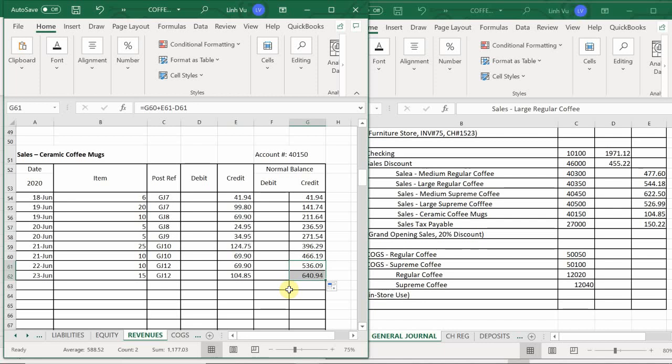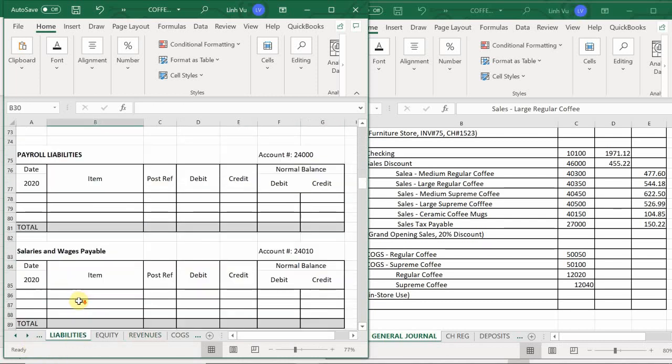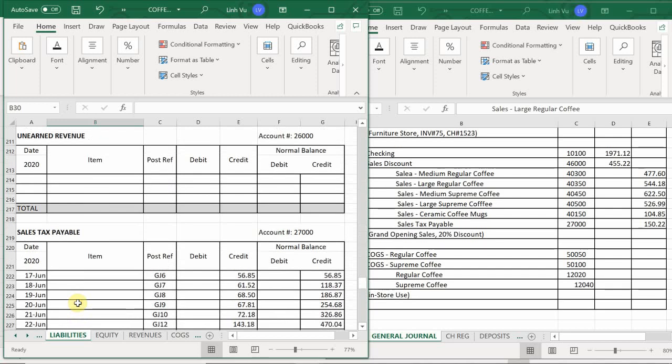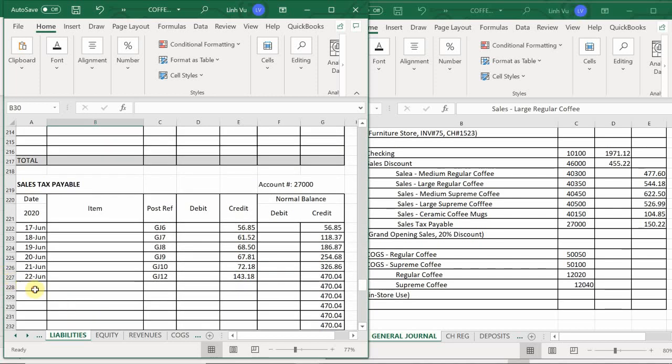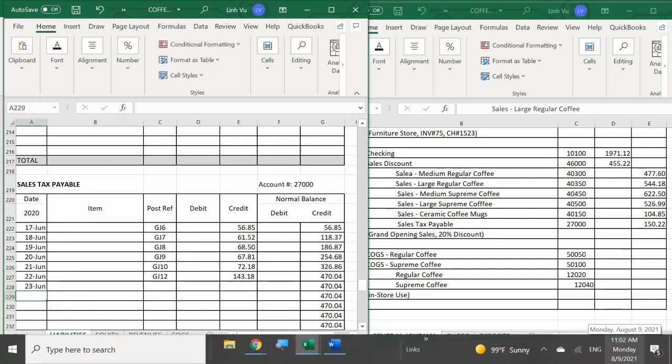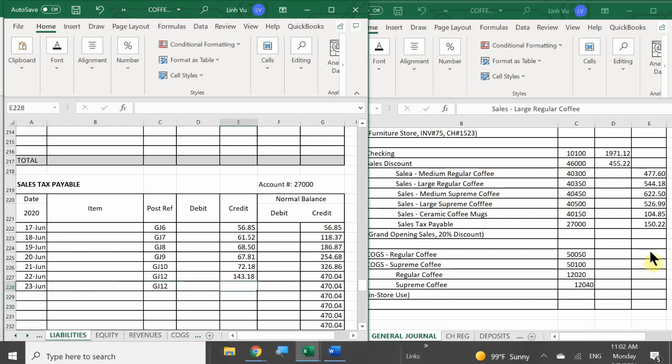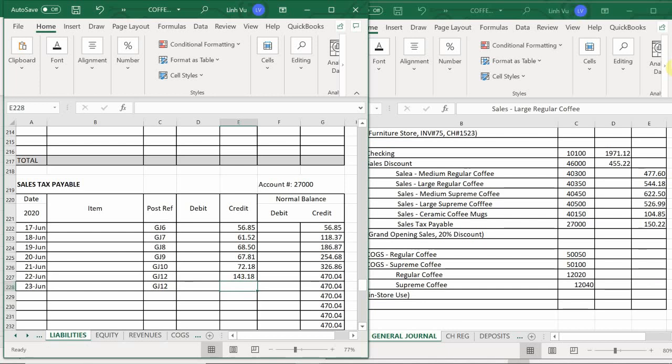Okay. Last account we have on the list is going to be the sales tax payable. So go to your liabilities, sales tax payable. Here we are, sales tax payable. General Journal 12 for a total of $150.22. Which should bring us our new account balance of $620.26.